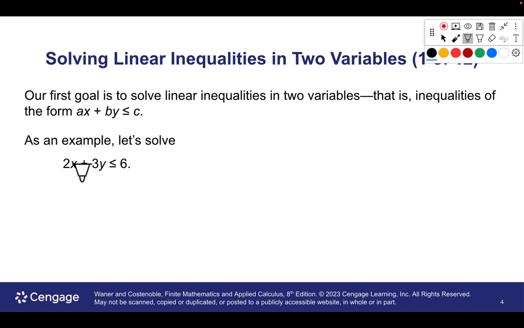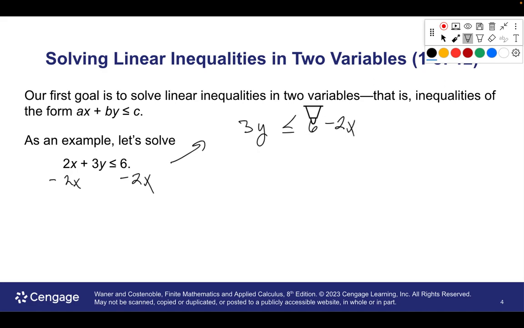So what we're going to do is solve this for y. So I subtract 2x from both sides. Now I don't have to flip the symbol, right? I'm subtracting, not multiplying or dividing. So then I get 3y is less than or equal to 6 minus 2x. And notice I'm just kind of doing it that way. What do I do next to get y by itself?